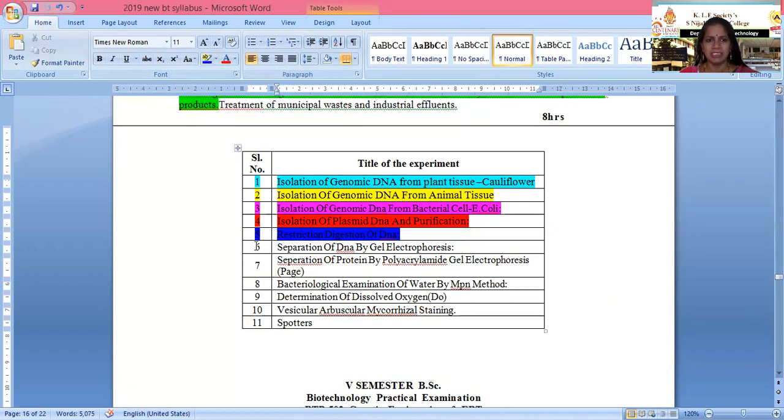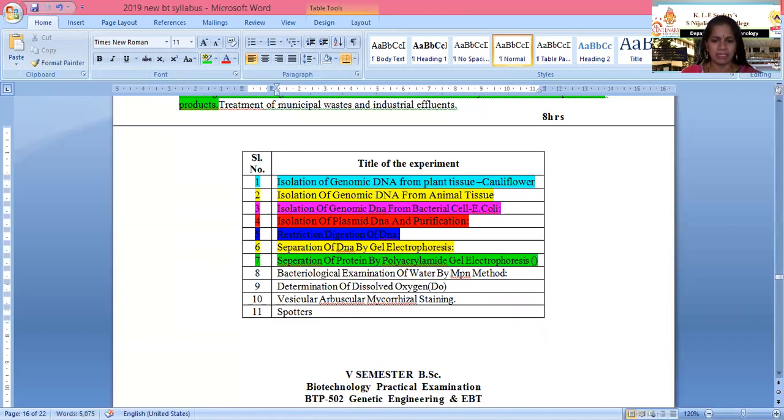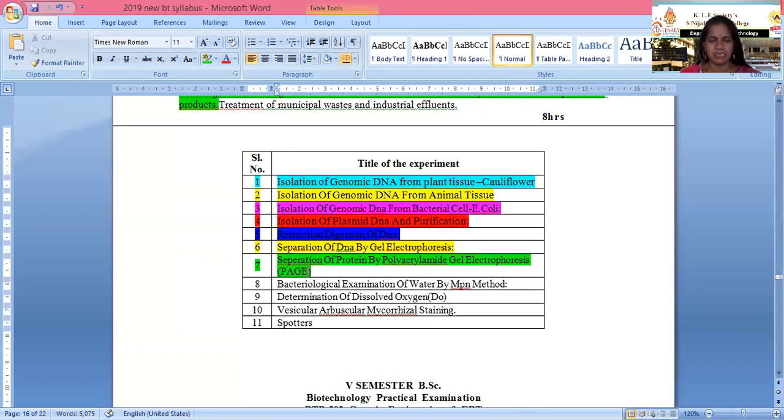And next one is separation of DNA by gel electrophoresis. Okay, and the next experiment here is separation of protein by polyacrylamide gel electrophoresis. Here you need to write the full form of PAGE, that is polyacrylamide gel electrophoresis. You need to write this one in capital, not in small. Okay, let us write in capital PAGE.